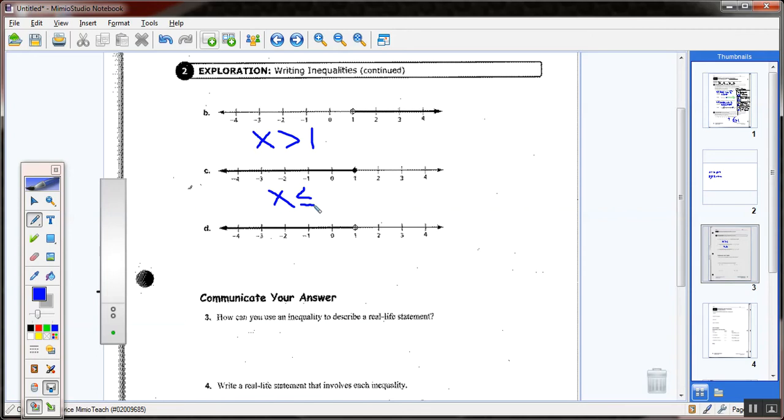Why less than or equal to? Why do you have the equal to? Because it's shaded in. Very nice. Who wants the part B? Go ahead, Matthew. X is less than 1. Beautiful. Okay, so we're good at this. We know how to do this, all right?